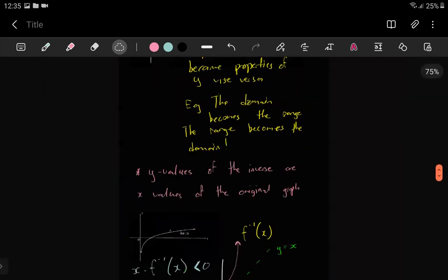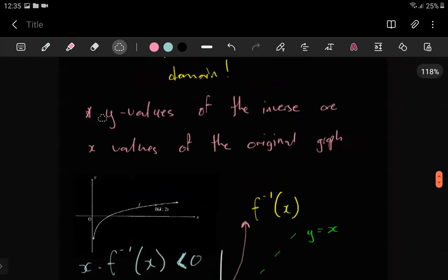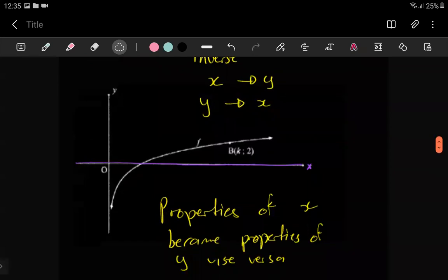Right. But just for interest's sake, if we go back to what we said here, we said y values of the inverse are x values of the original graph. It's kind of crazy. Yeah, crazy, but it is what it is.